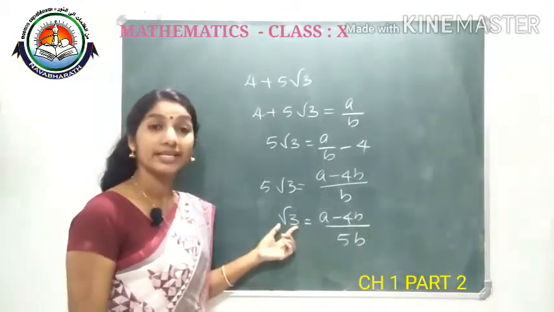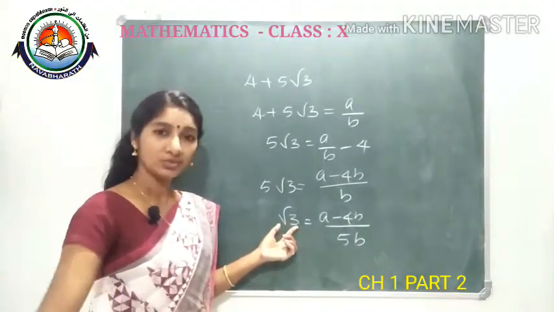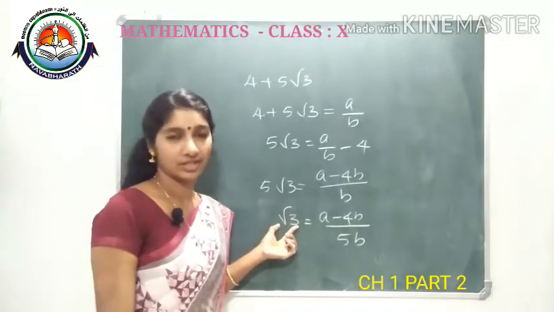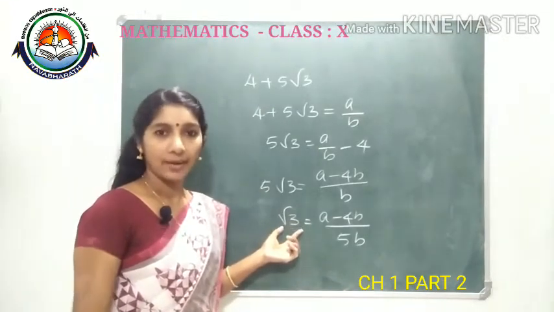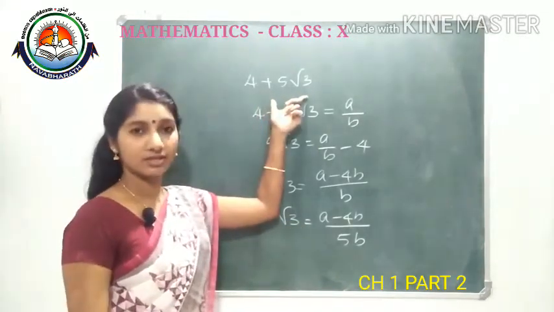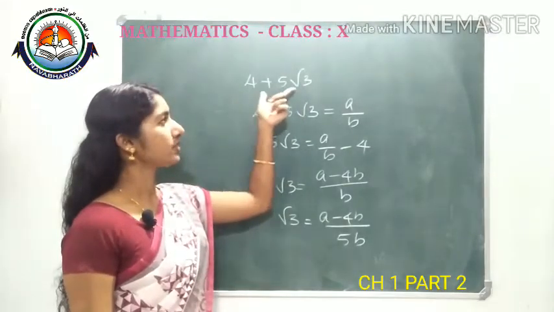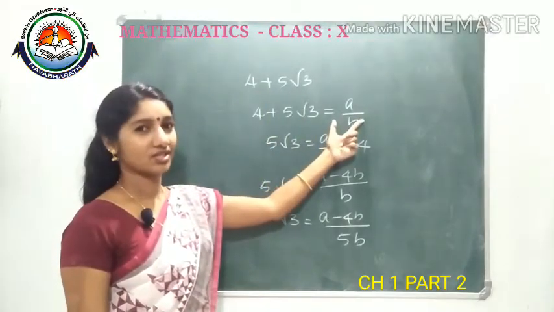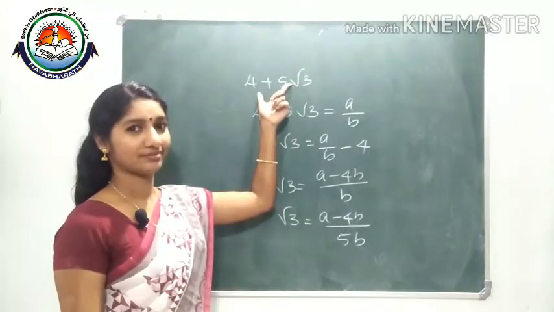Therefore root 3 is also a rational number. But we know root 3 is an irrational number. This happens because our assumption was wrong. So 4 plus 5 root 3 is not rational, it is an irrational number. Clear?